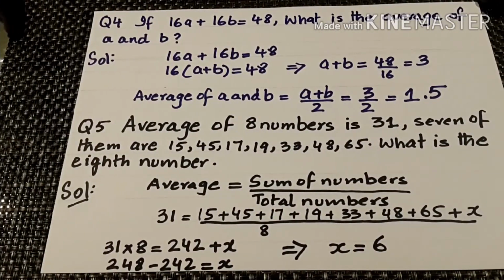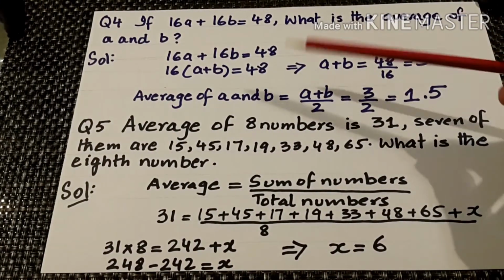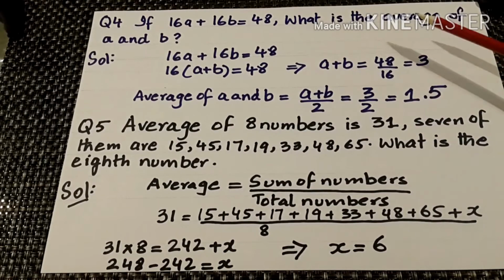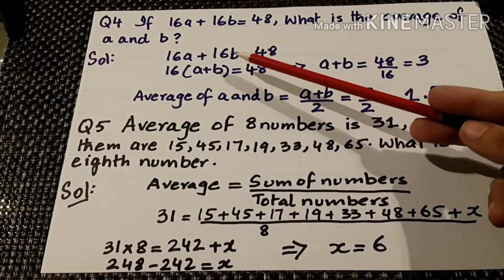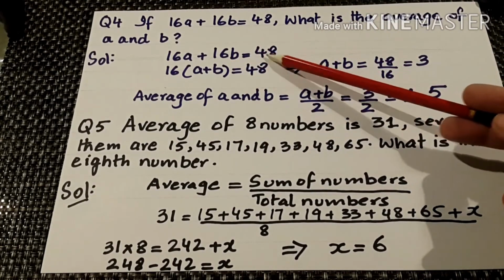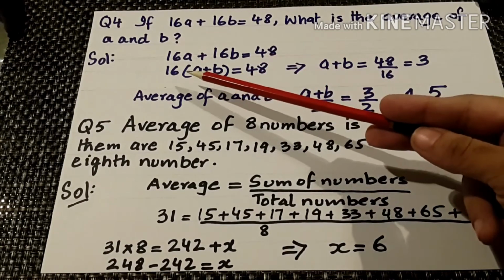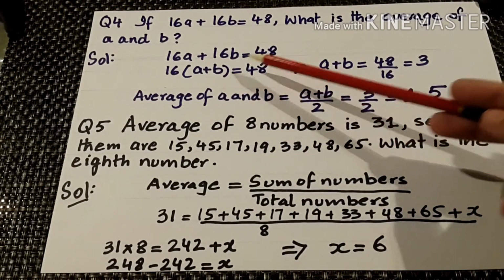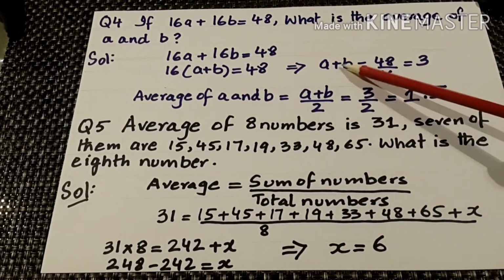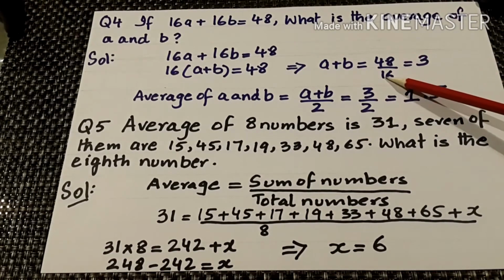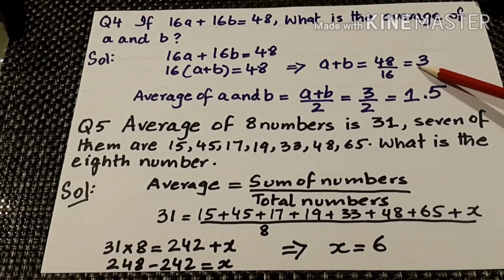Question number 4. If 16a plus 16b is equal to 48, what is the average of a and b? Now we will write 16a plus 16b is equal to 48. We take 16 common, we get 16 times a plus b is equal to 48. The value of a plus b is equal to 48 divided by 16, which is equal to 3.